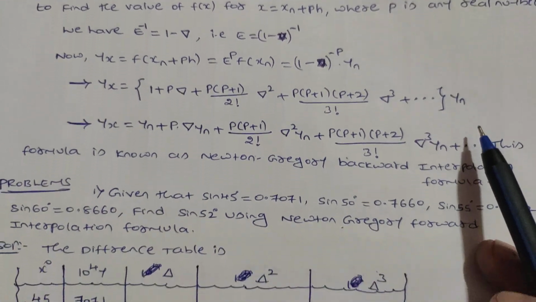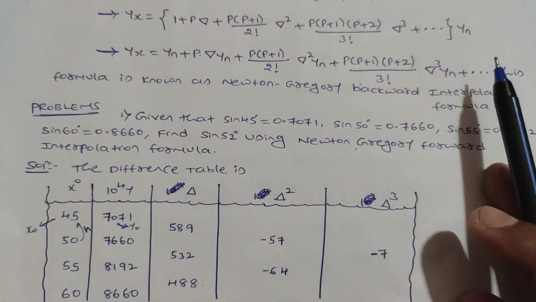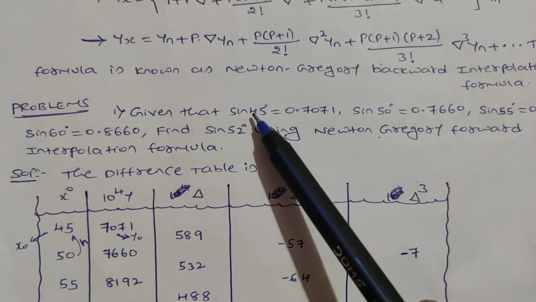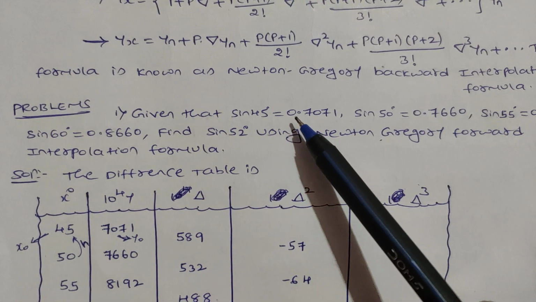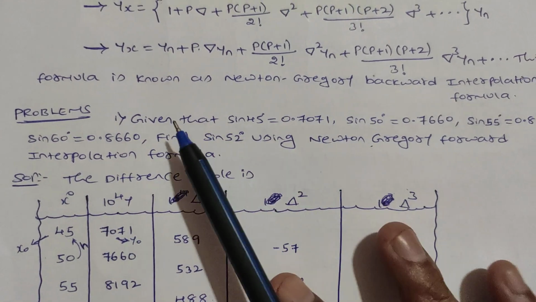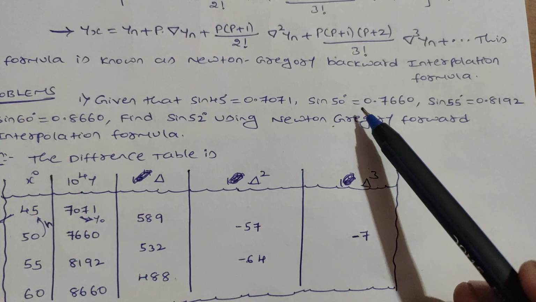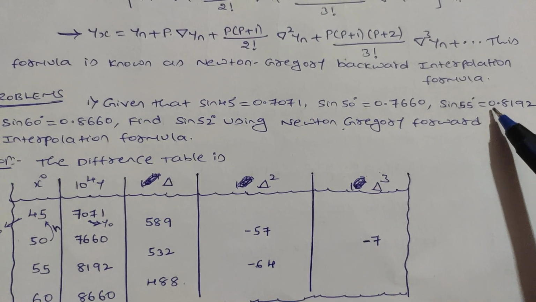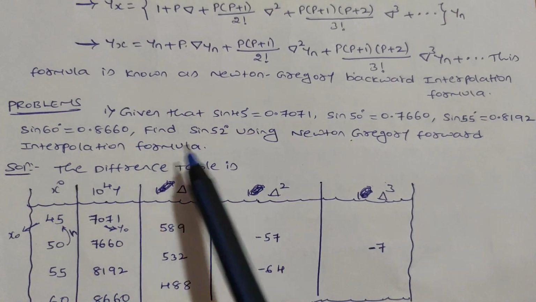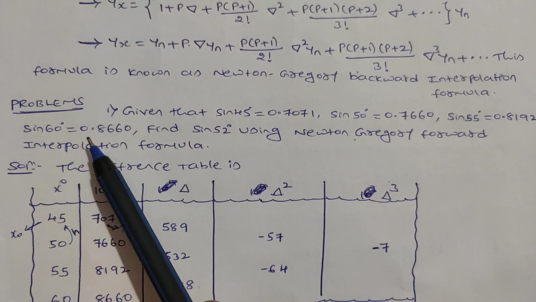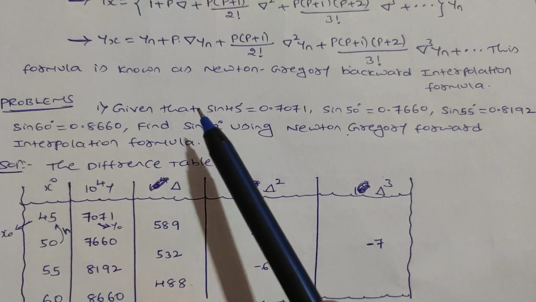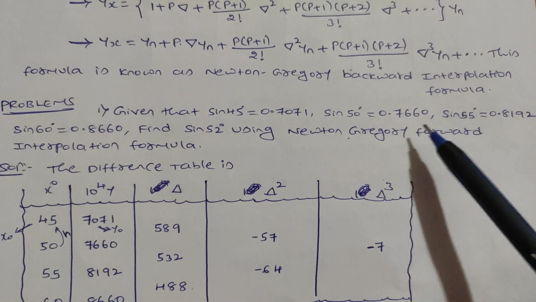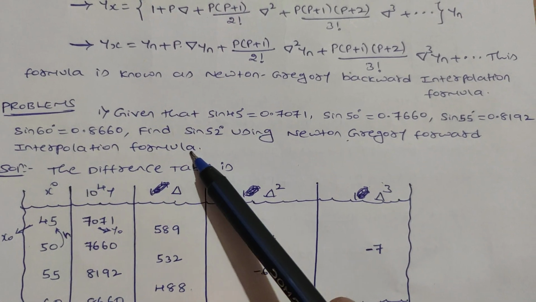Let us observe one problem. Given that, in the data we observe that sine 45 degrees is equal to 0.7071, sine 50 degrees is equal to 0.7660, sine 55 degrees is equal to 0.8192, sine 60 degrees is equal to 0.8660. Find sine of 52 degrees using the Newton-Gregory forward interpolation formula.